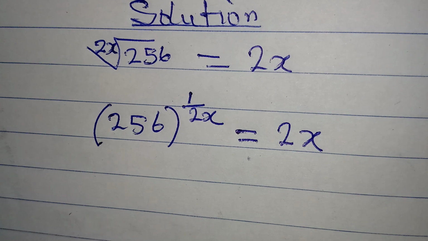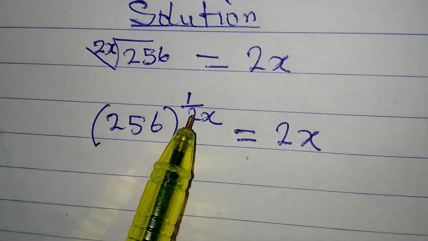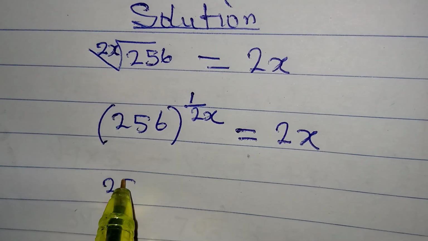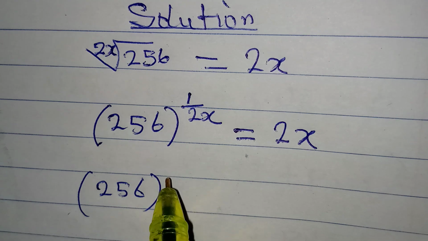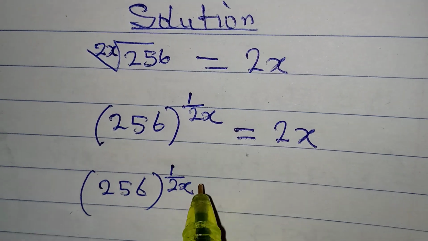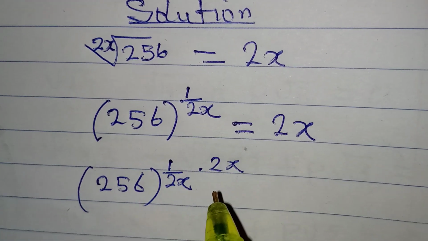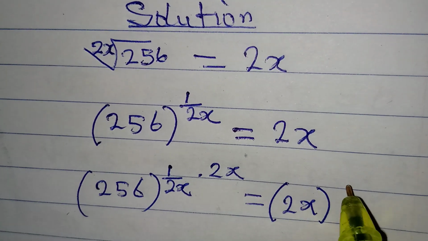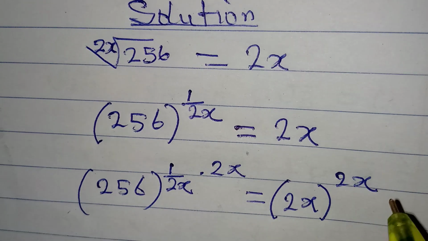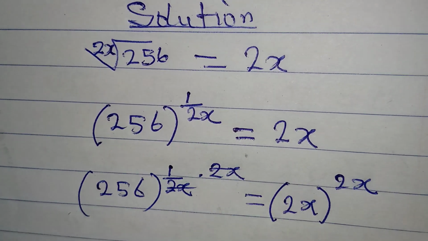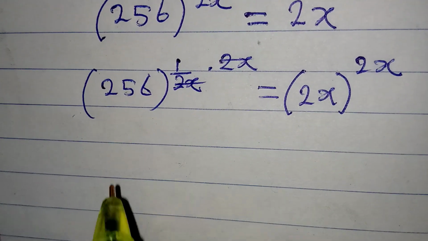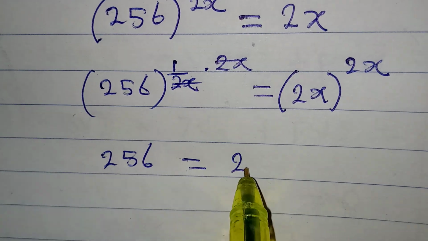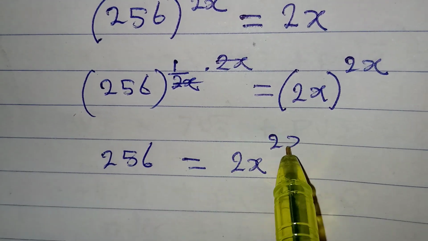So doing that means that we should do the same on the right hand side as well, right? So we're going to have 256 to the power of 1 over 2x multiplied by 2x. Then on the right hand side we have 2x to the power of 2x. So that 2x will cancel itself from here. And now we will have 256 equal to 2x to the power of 2x.